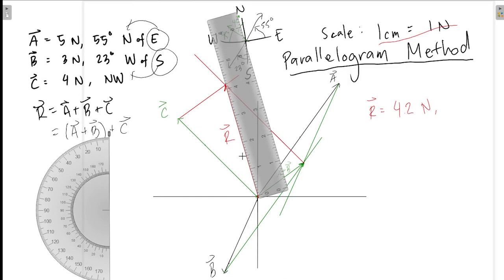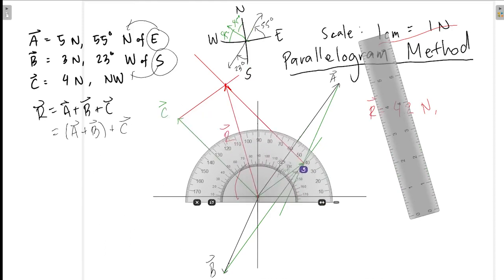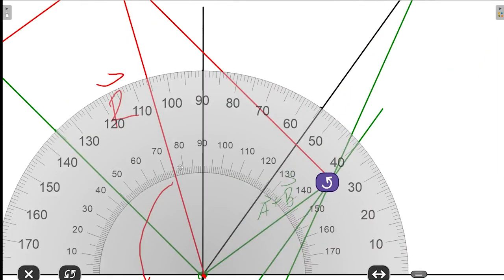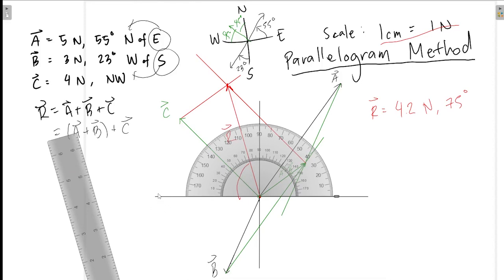Now the direction, we will try to take this angle here. So using our protractor, let's measure that angle. So around 75 degrees is the angle. So yung angle natin started from west, papunta siyang north. So from west, papuntang north. So this is north of west. Okay? So our resultant vector is 4.2 newtons, 75 degrees north of west. And we got this using the parallelogram method.